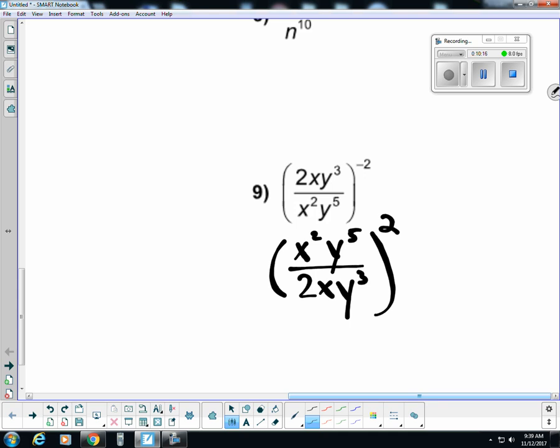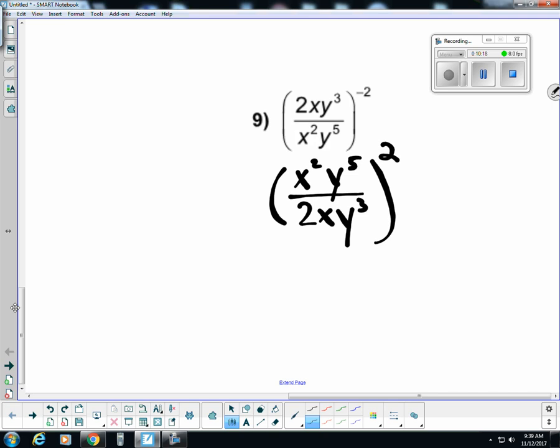Next, I am going to fix the fact that I see my bases more than once. So inside the parentheses here, working with this fraction, I really have a 1 over 2, okay? My coefficient here in the numerator is really 1. So I've got a 1/2. Now again, your quotient rule, you subtract your exponents. So 2 minus 1, remember there's a 1 there, x to the first power. 2 minus 1 is 1, so x to the first power. And with the y's, 5 minus 3 is 2.